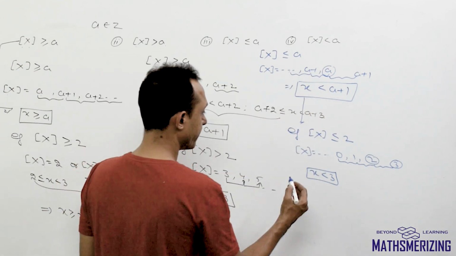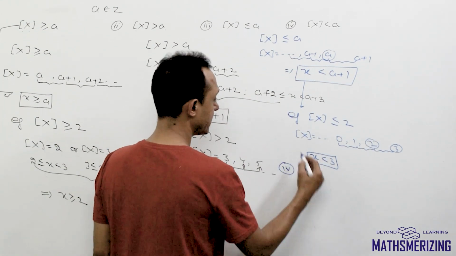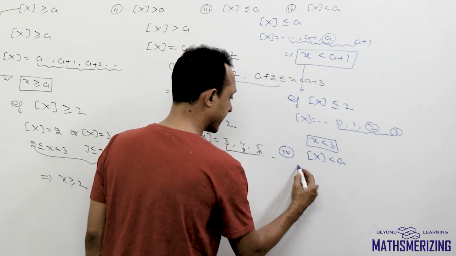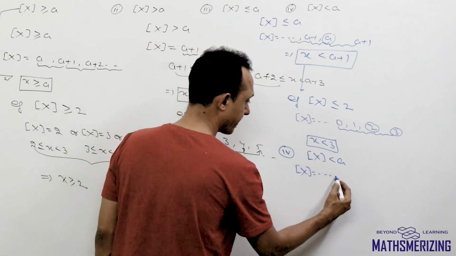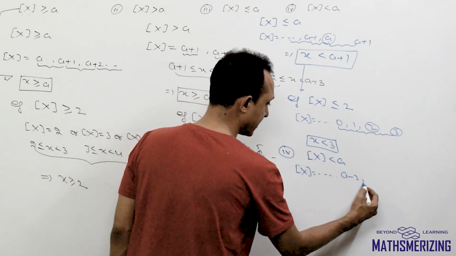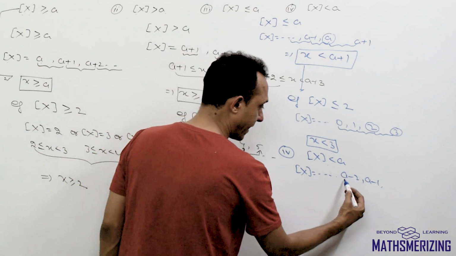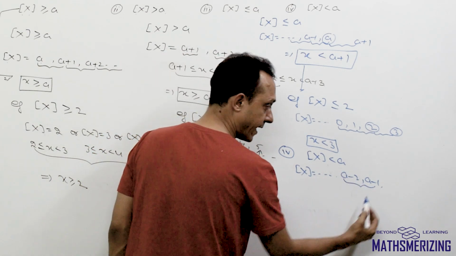And the fourth case, that is when greatest integer function of x is less than a. In that case, greatest integer function can take the values a minus 2 and then a minus 1. Now it cannot take the value a. So it will be a minus 2 when it lies between a minus 2 and a minus 1.